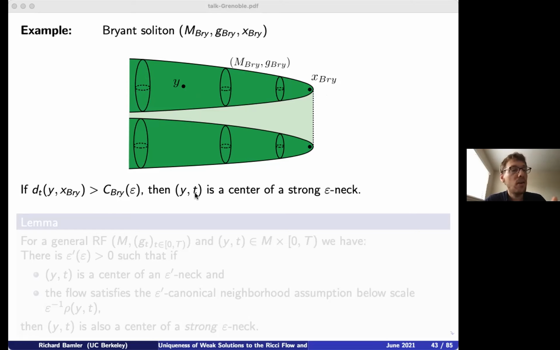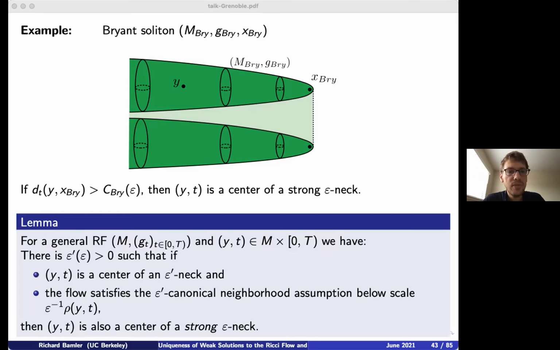And here's another lemma that we'll need, and I hope there's some intuition for this, which basically says that whenever we are in a Ricci flow, then in most cases, an epsilon prime neck is also a strong epsilon neck. Okay? So let me just state this more precisely.